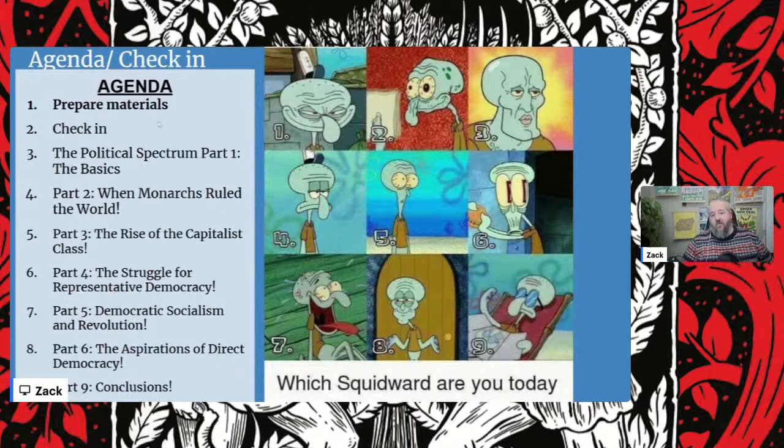So now you should be able to see the agenda. We did our check-in. We're going to start with the political spectrum part 1, just with the basics. What is the political spectrum? Why is it important? Where do things fit in? And then we will get into when monarchs ruled the world. Perhaps we'll even get into part 3, but we'll see how much time we have and how fast we go, how many questions we got.